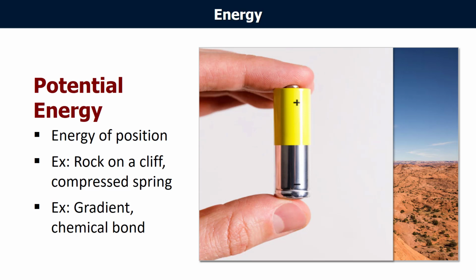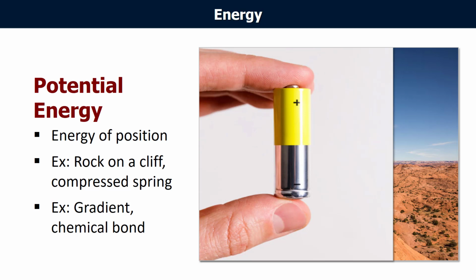There's a gradient, there's an unequal distribution of charge. That's why we have a negative end and a positive end. And at the moment, the charge can't really go anywhere, and so it's stored in the battery. The battery has a lot of potential energy. We could later connect that wire between the two poles and allow the particles, the electrons, to flow and move, and now those electrons would have kinetic energy, energy of motion.